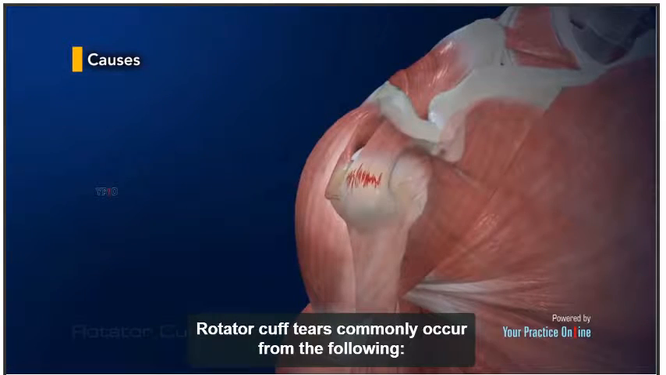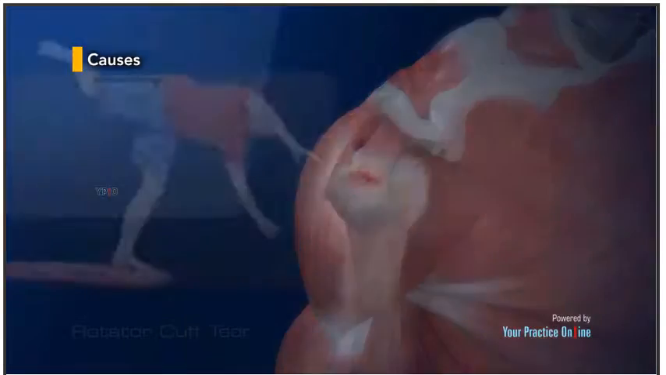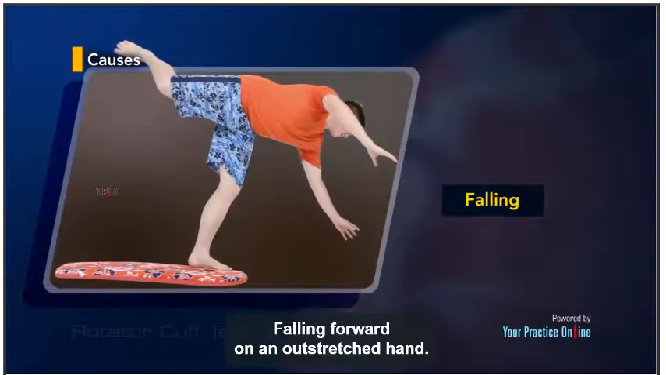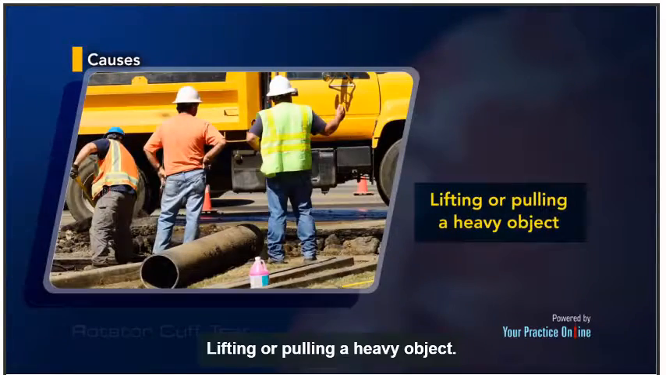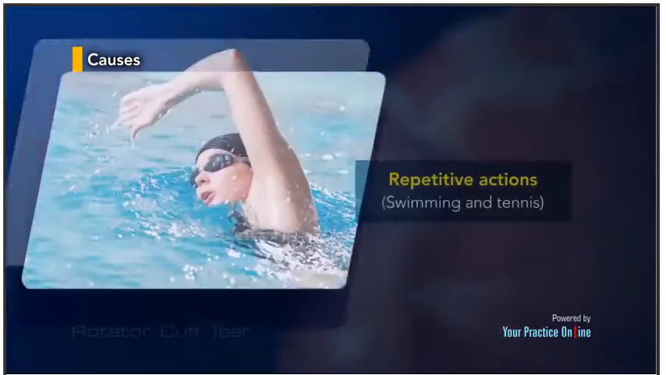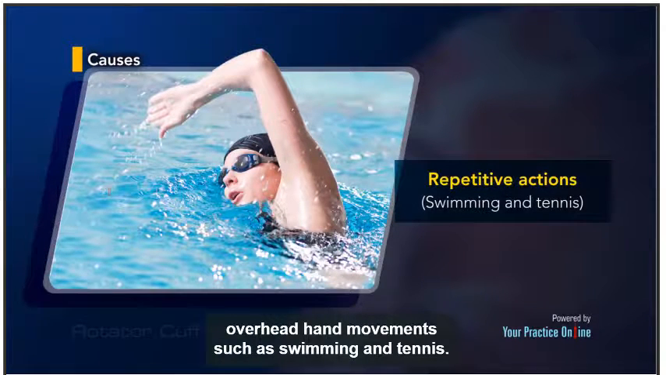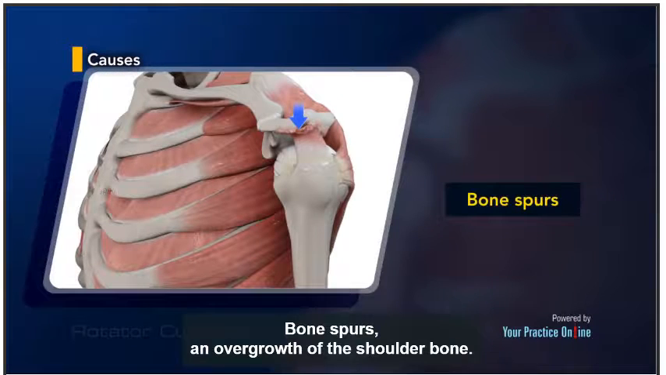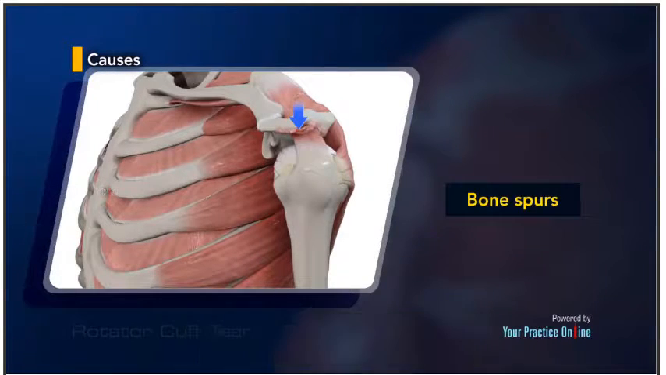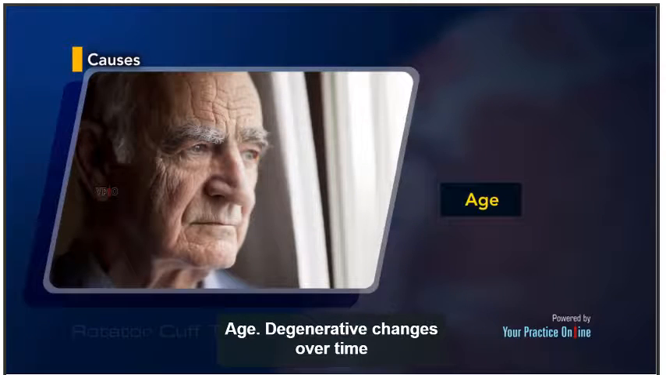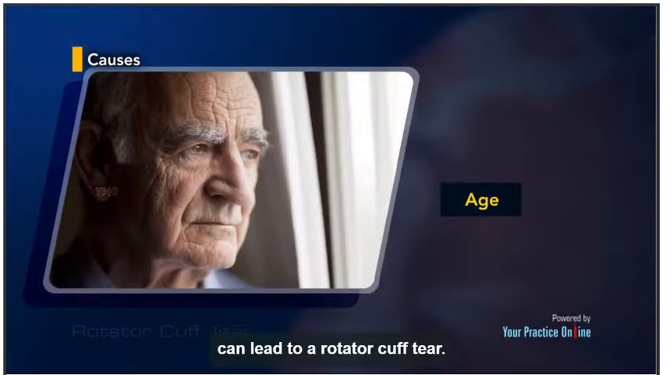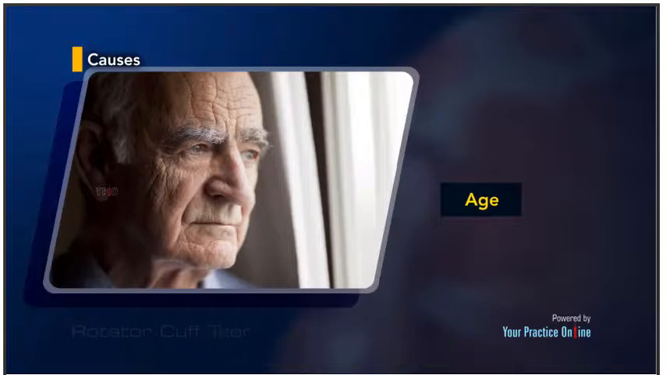Rotator cuff tears commonly occur from the following: falling forward on an outstretched hand, lifting or pulling a heavy object, repetitive actions, especially those involving overhead hand movements such as swimming and tennis, bone spurs, and overgrowth of the shoulder bone. Age: degenerative changes over time can lead to a rotator cuff tear.